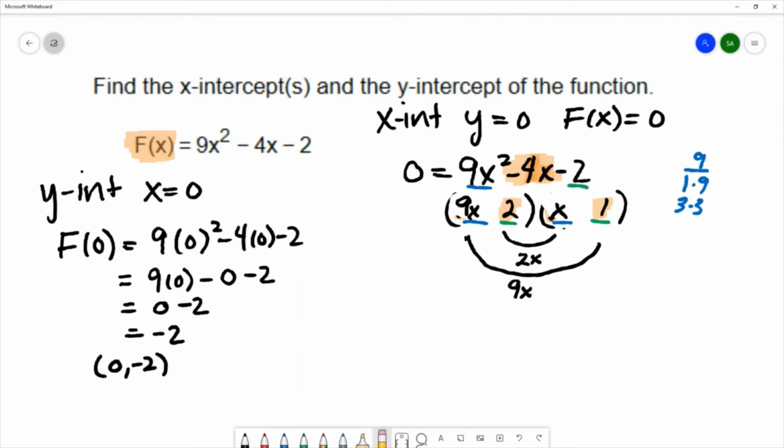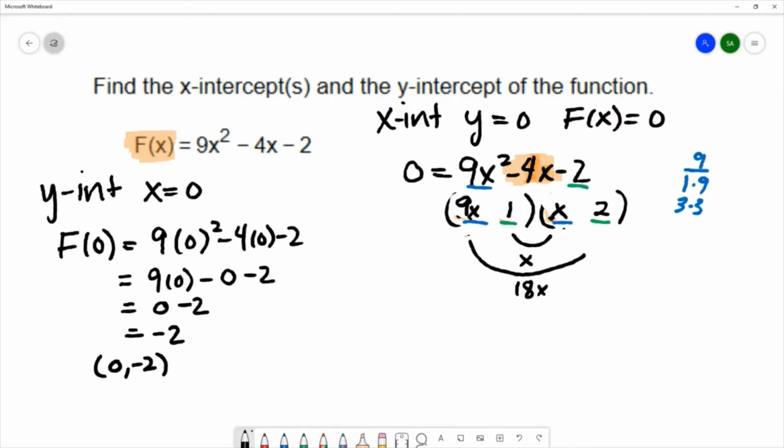So let's try switching the position of the 2 and the 1. And for my inside and outside, that would give me x and 18x, and once again, that's not giving me the middle term of 4x. So I've tried every combination of factoring and it doesn't work.